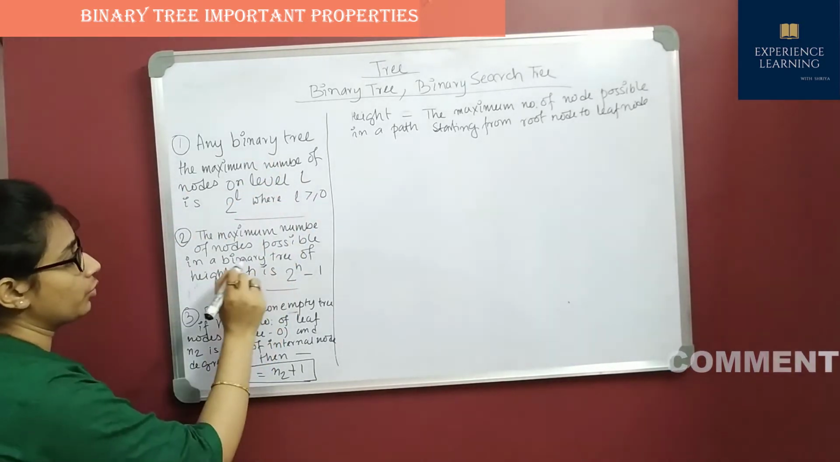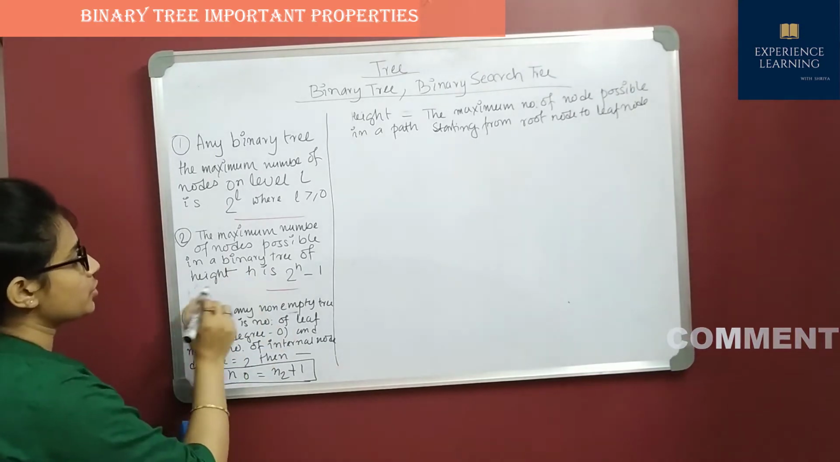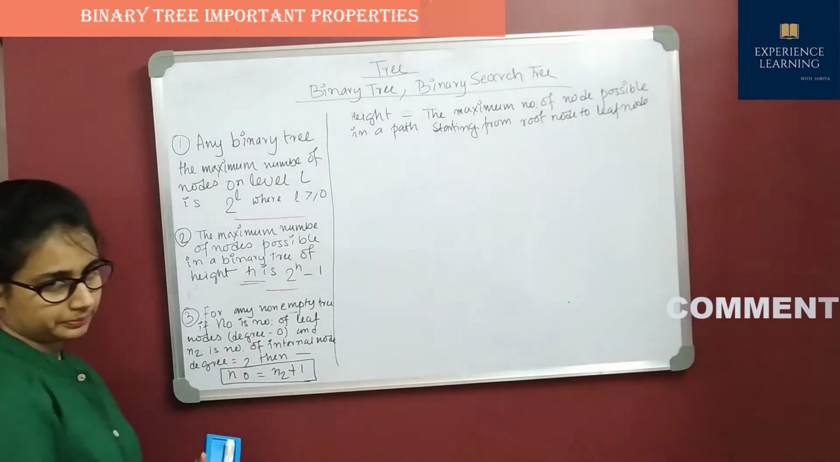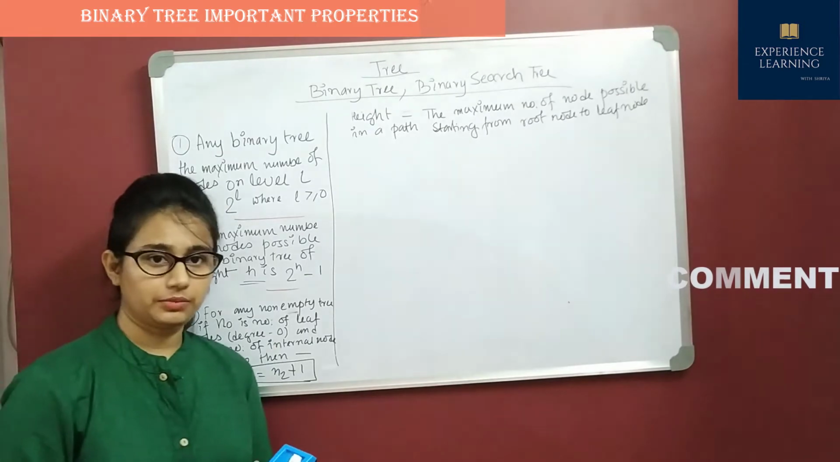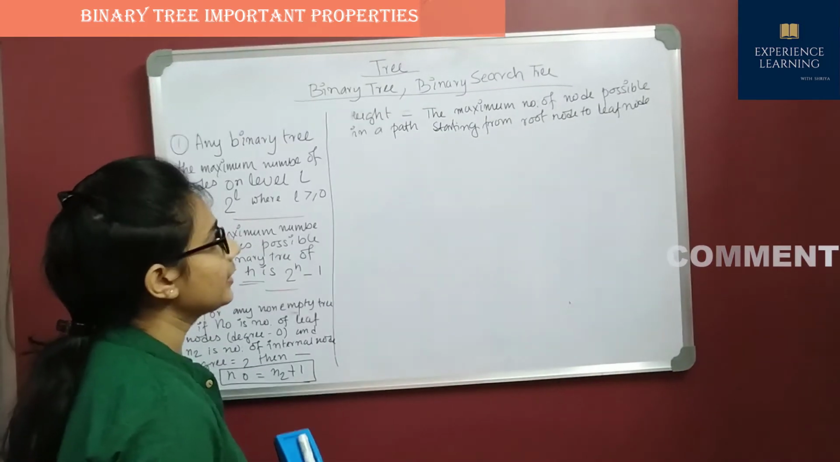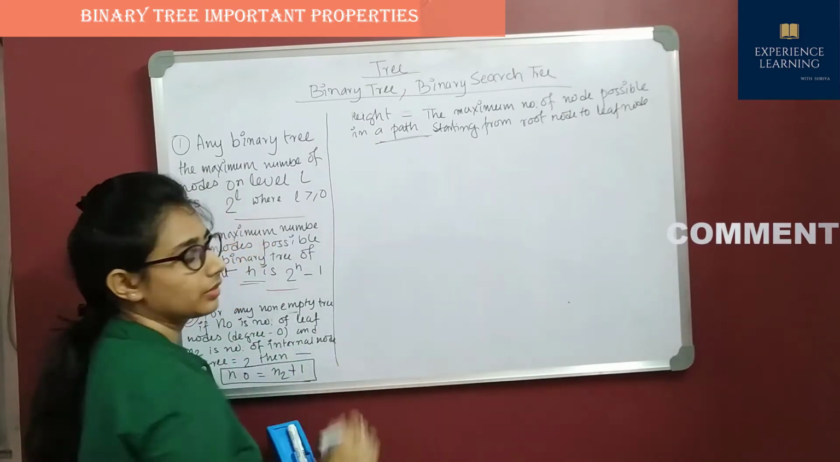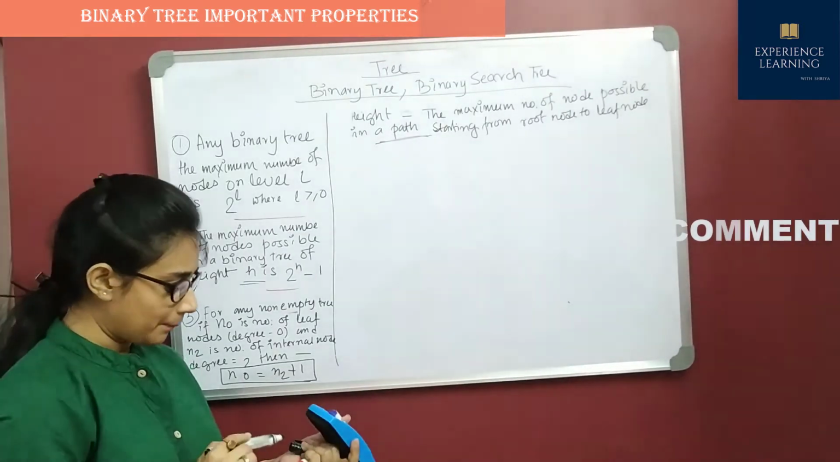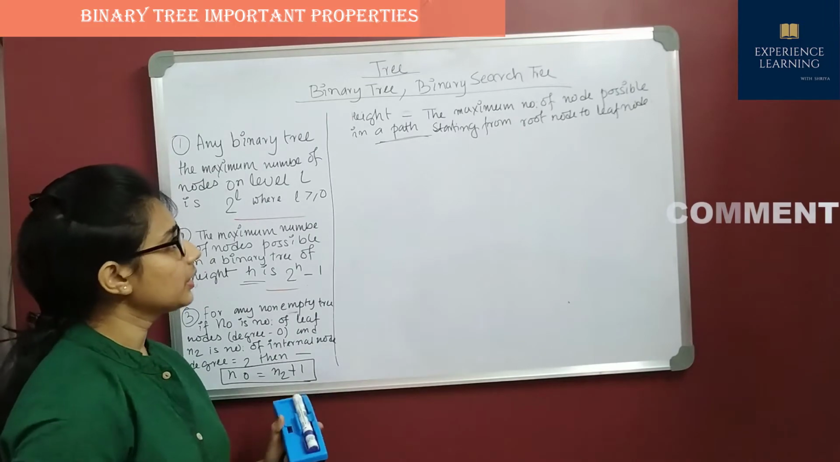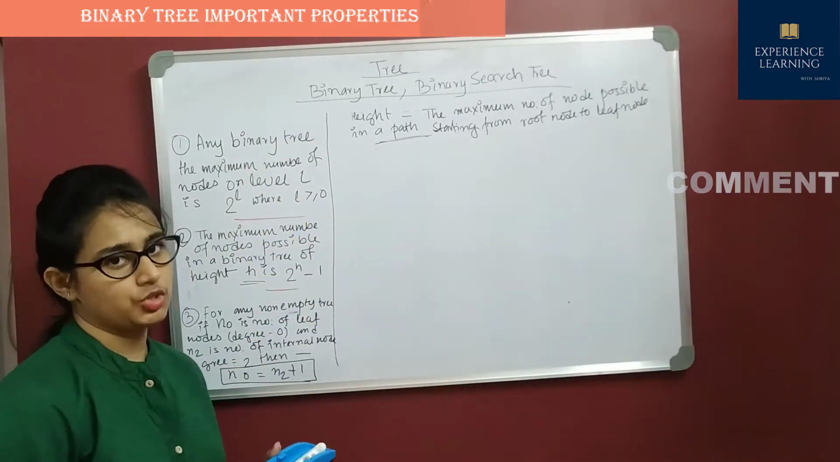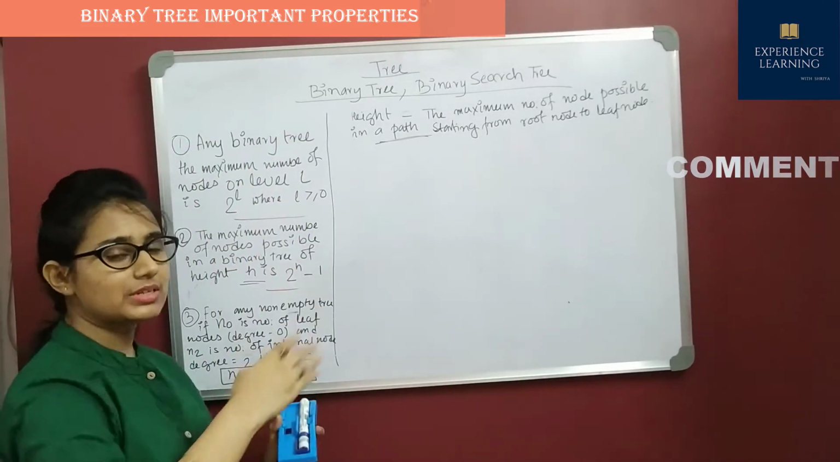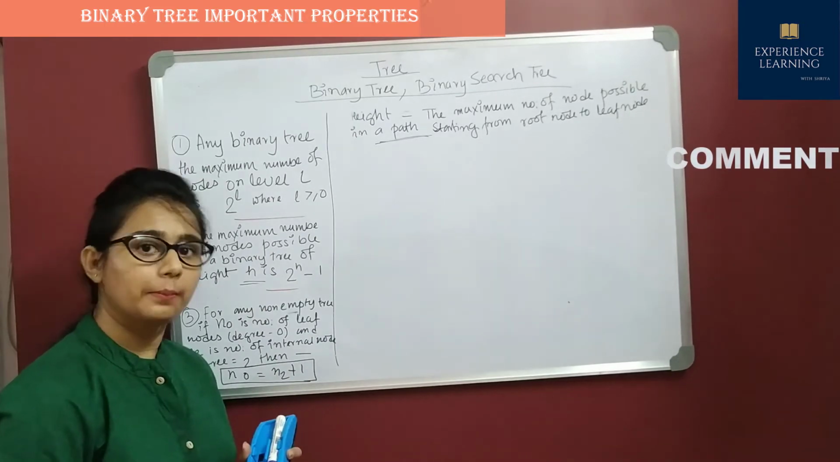Now the total number of nodes, the maximum nodes possible, of height h. Now what is height? Height is the maximum number of nodes possible in a path. What is path? Path is the consecutive edge. A sequence of consecutive edges is known as a path.